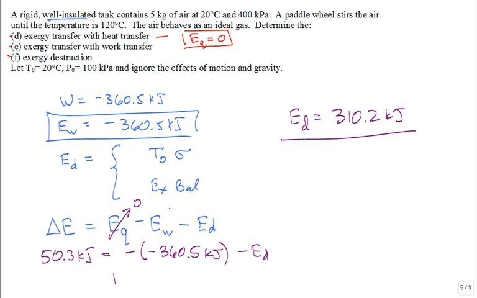310.2 kilojoules. Let's interpret this problem a little bit. Think about a bank. Think about money. I go to the bank and I give them $360 input into the bank. Right? That's cash. Later I come back and I say, I'd like my cash back.